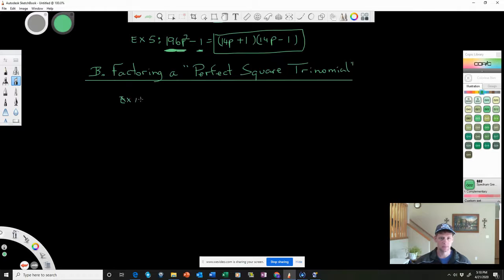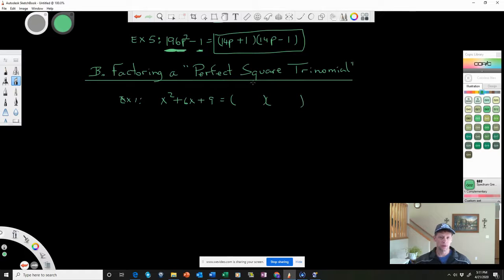Example 1. We are going to factor x squared plus 6x plus 9. First of all, you should all agree with me that that is a trinomial. That's a second degree or quadratic trinomial. Secondly, it's a perfect square.